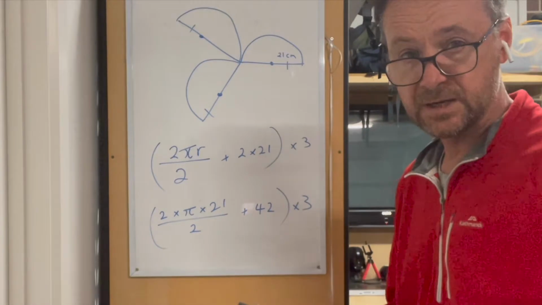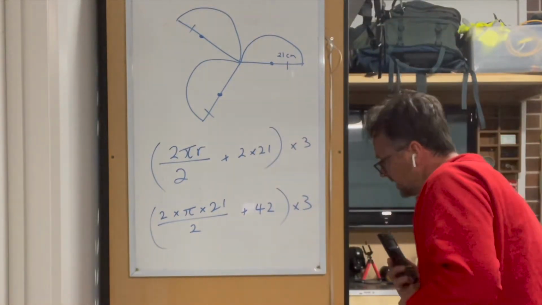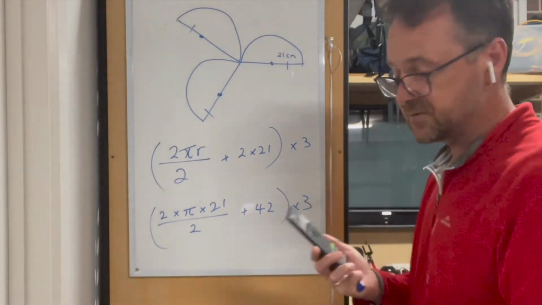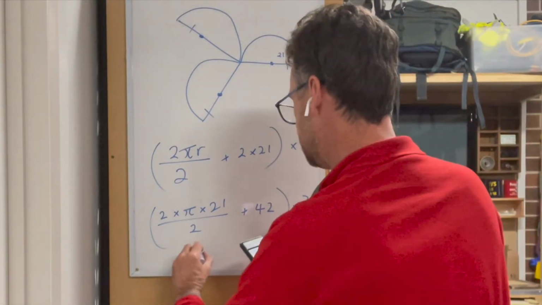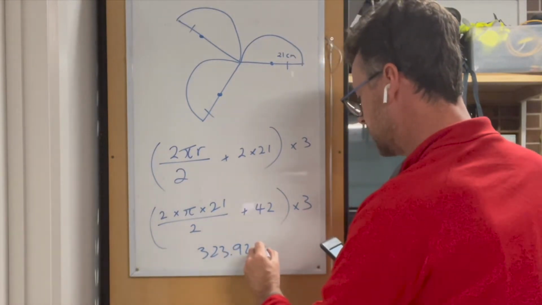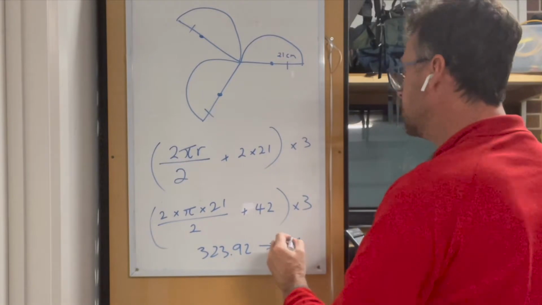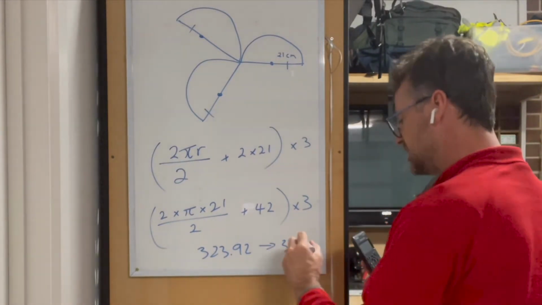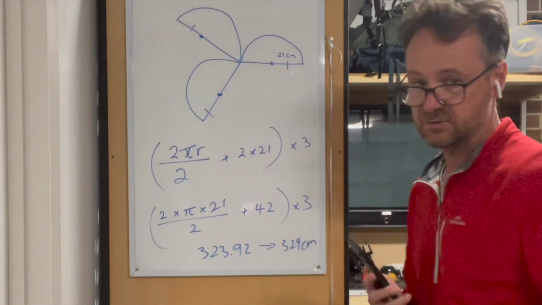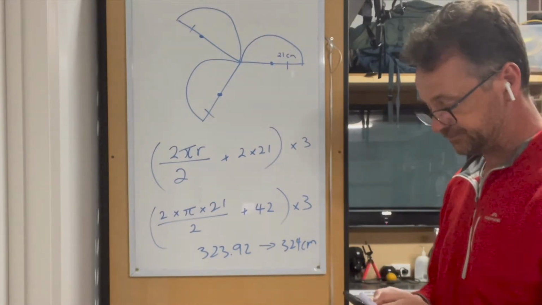So it'll give us 323.92, and the question asks us to round it off to the nearest whole number. So 323.92 would get rounded off to 324, and the measurement is in centimeters. 324 centimeters for those particular shapes.